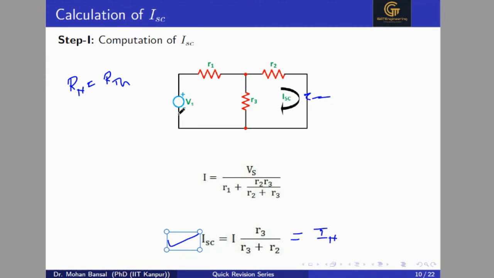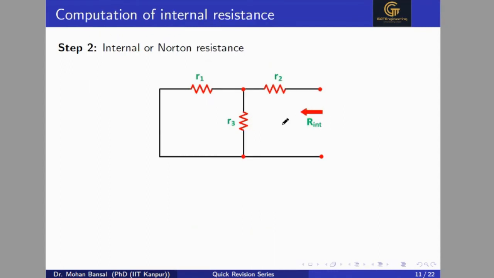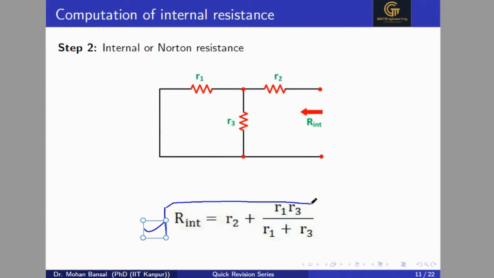So here this is the voltage source. This will be short circuited and we'll find out the Thevenin's equivalent or equivalent resistance across this terminal, that will be R1 parallel R3 with R2 in series. So R internal means R equivalent or R Norton or R Thevenin, all these things are the same.